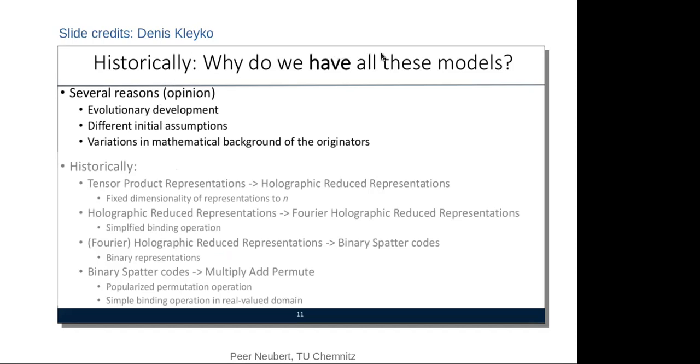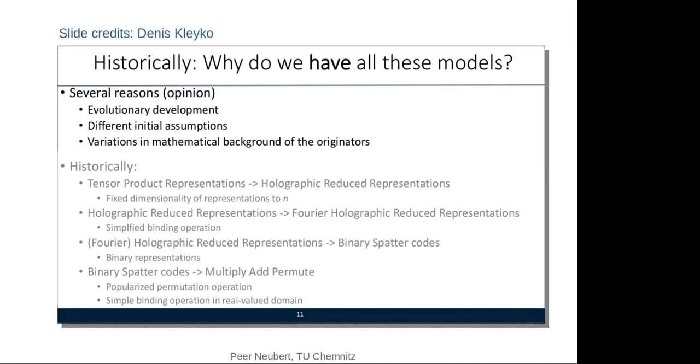He had this slide where he asked this question, why do we have all these models? And he used this slide to talk about different vector symbolic architectures and why we have those different architectures, more from a historic perspective. And he mentioned several potential reasons like, okay, there is some kind of evolutionary development, different initial assumptions, variation in mathematical background of the originators, and so on. And I think that's a very valuable question to think about.